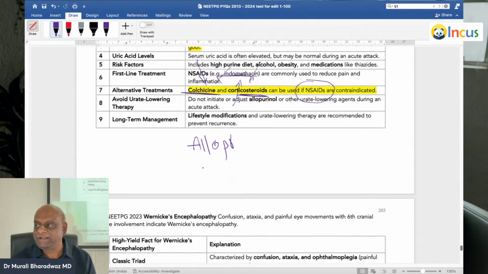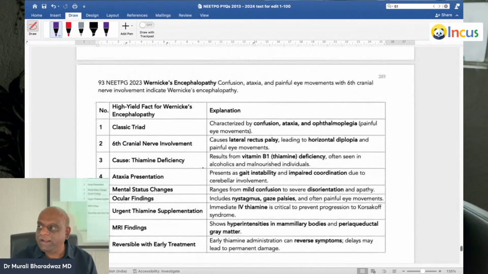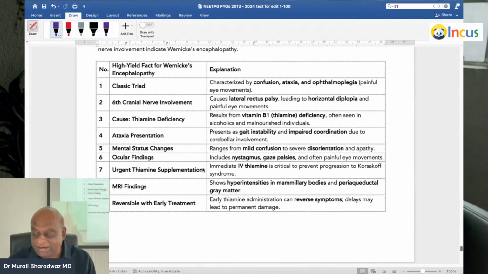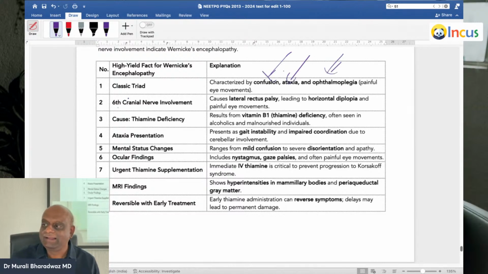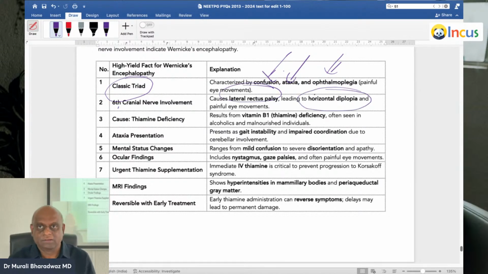So good. Now coming to Wernicke encephalopathy. What is the classic triad of Wernicke encephalopathy? Confusion, ataxia, and ophthalmoplegia is the classic triad. Painful ophthalmoplegia. Movement of the eye will be painful because of the involvement of the abducens. There will be a lateral rectus palsy because the lateral rectus, abduction gets affected.